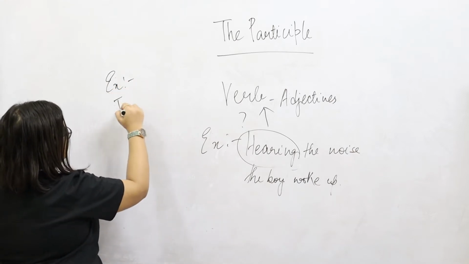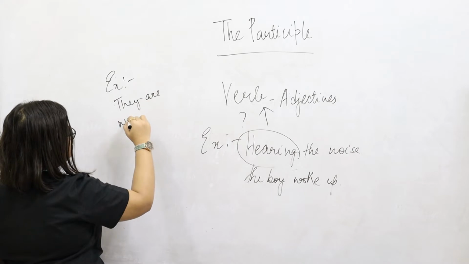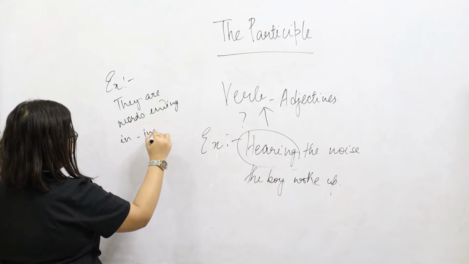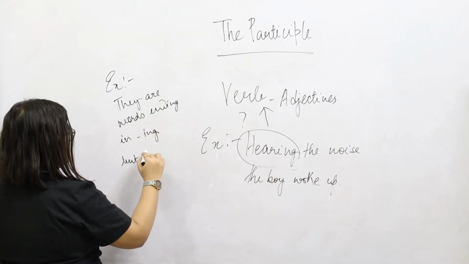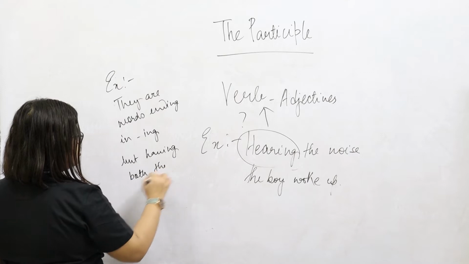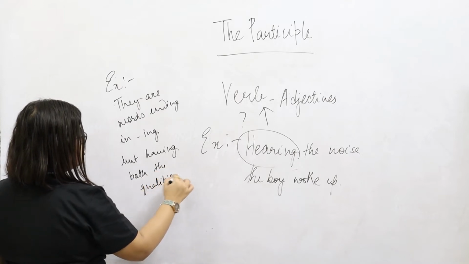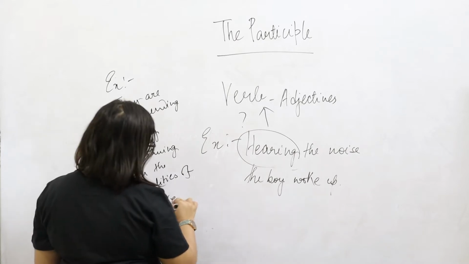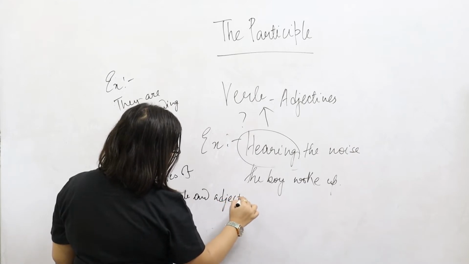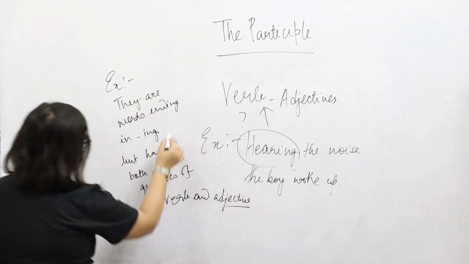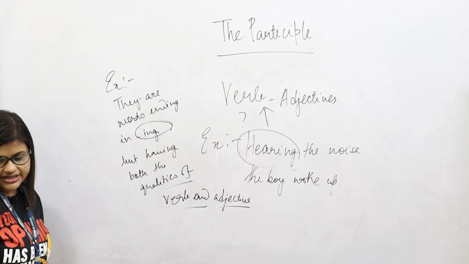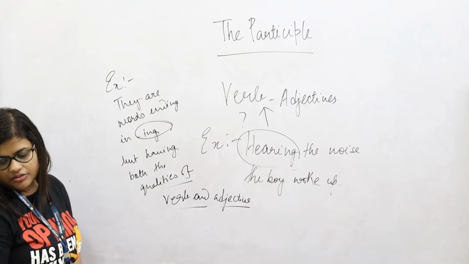which means as if we have to describe what participles are, we can say they are words ending in ing but having both the qualities of a verb and an adjective. So it has two criteria to fulfill in order to become a participle, which is like it ends in an ing, and also it has the qualities of a verb as well as an adjective. So that is how we will be using a participle.